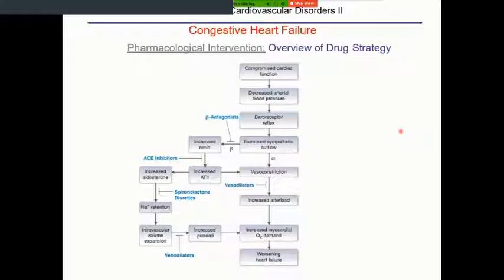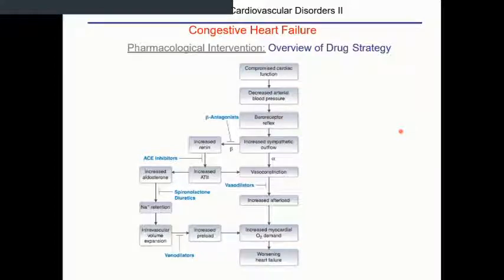So in general, this is your drug strategy. If you have a compromised cardiac function leading to decreased arterial blood pressure, of course you have your baroreceptor reflex. As I mentioned earlier, one of the compensatory mechanisms is an increased sympathetic outflow to compensate for the heart failure. And this can be counteracted by your beta blockers, beta antagonists, so that this will not lead to increased renin and activation of your renin-angiotensin system.